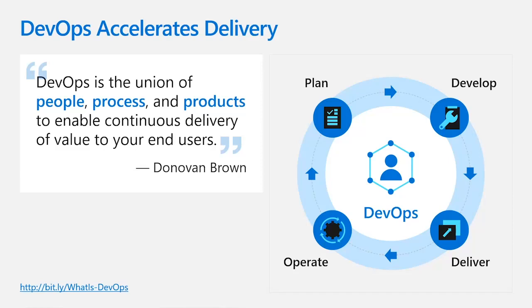And this is a quote by Donovan Brown. He was my boss, but now he's my boss's boss. But either way, this quote has been written in books. It's been used on stage. It is now the de facto definition of DevOps for Microsoft. And the most important word in this definition is value. Because if you're not delivering value, what are you doing and why are you doing it?